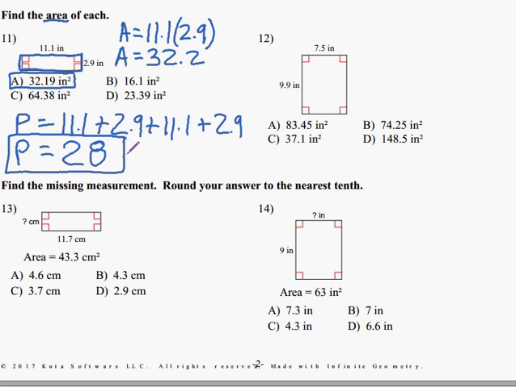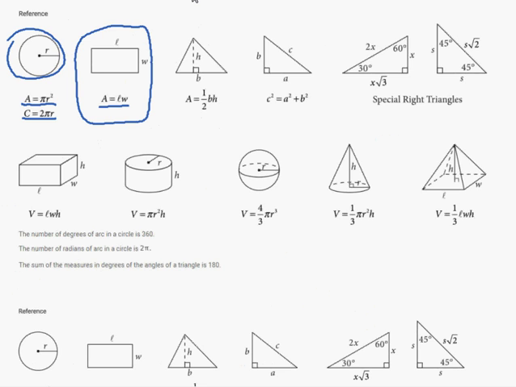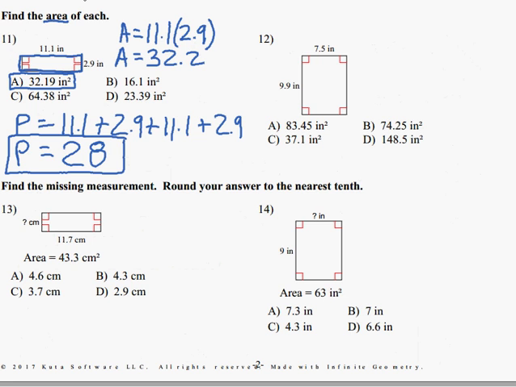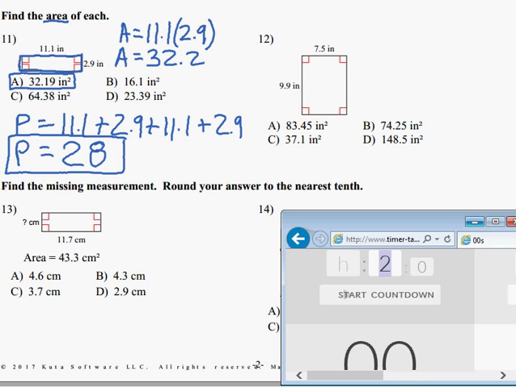And you'll notice there was not a formula on the reference sheet for perimeter. They give you the area formula because that's a little different to remember. Perimeter, you just need to make sure you walk all the way around the figure. Do problem number 12 now. Take 2 minutes for that. And I will do problem 13.